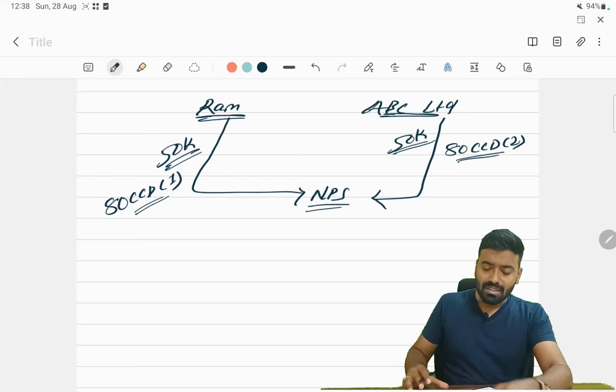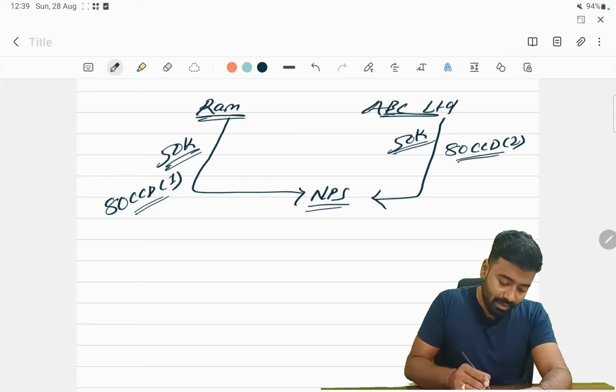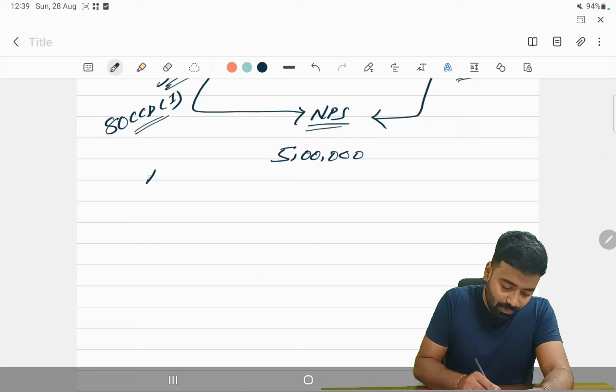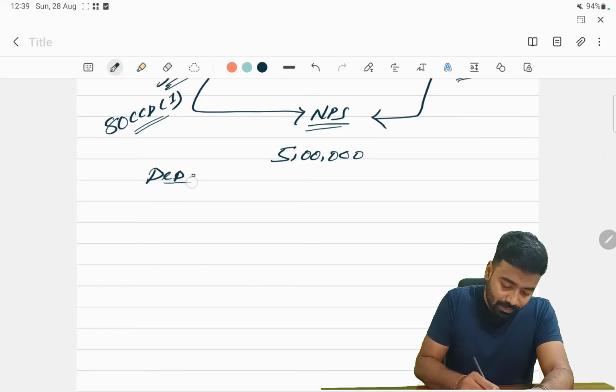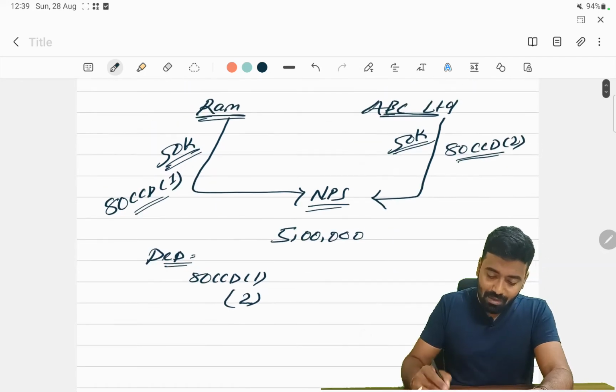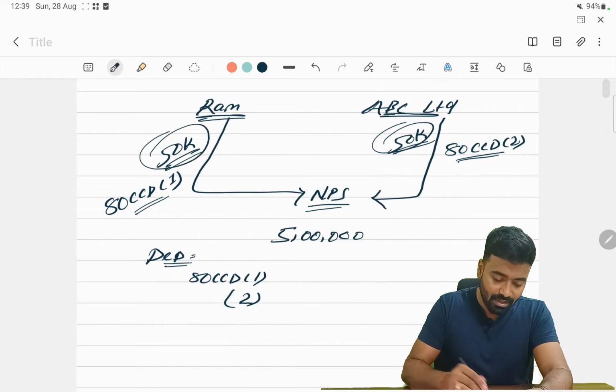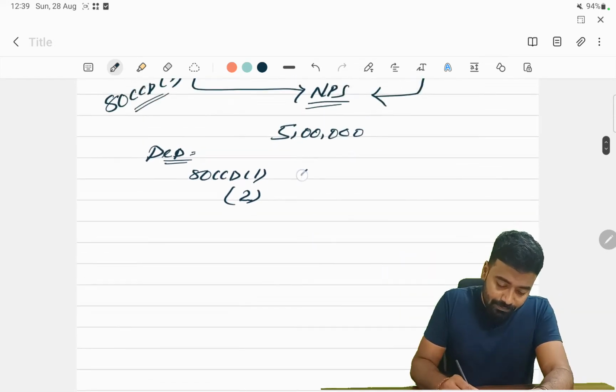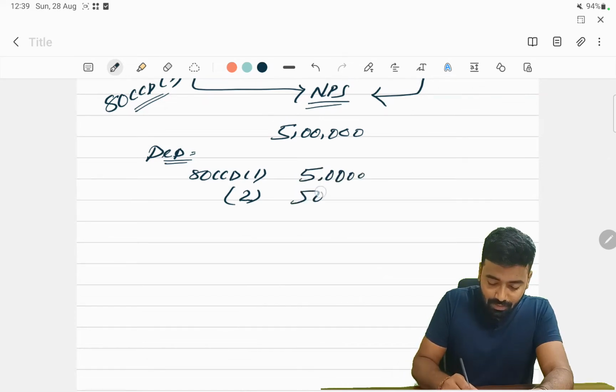So what this means is, take the example, Ram has an income of around 5 lakh rupees, and what deduction will he get? He will get a deduction under 80CCD(1) and (2). How much? I have already told you, here he is contributing 50,000, and here he is contributing 50,000. That means here he will get 50,000, and here he will get 50,000.